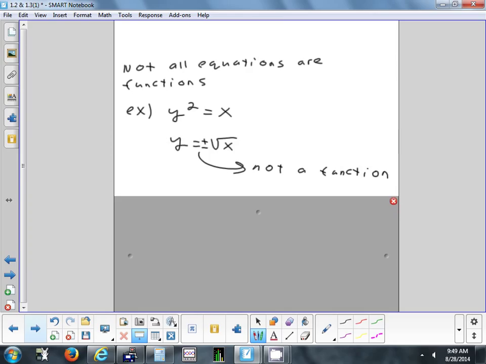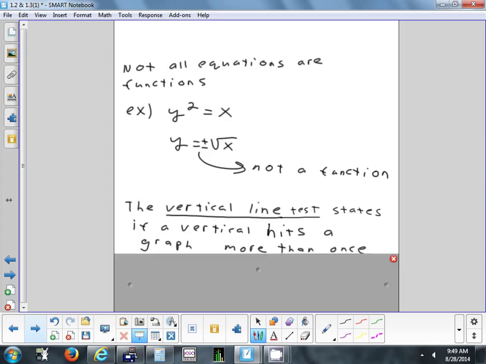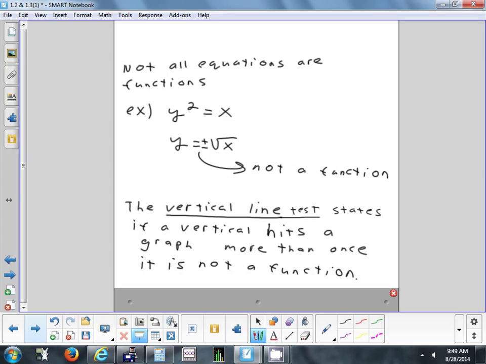I showed you this example earlier. Not all equations are functions. The easy way that we can tell something is not a function from Algebra 1 is the vertical line test. If you draw your picture and a vertical line hits your graph more than once, it's not a function. If you graph the square root function, the positive and the negative part, it would look like a parabola on its side. And I can draw a vertical line and it hits it twice.